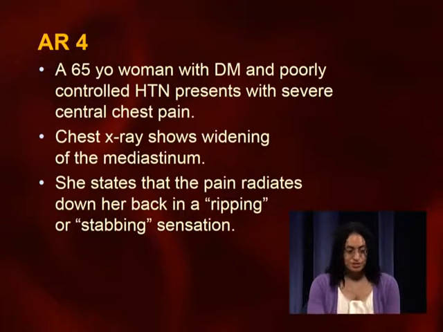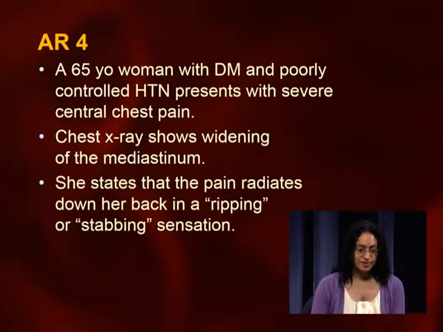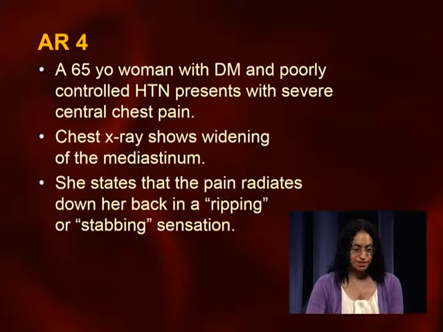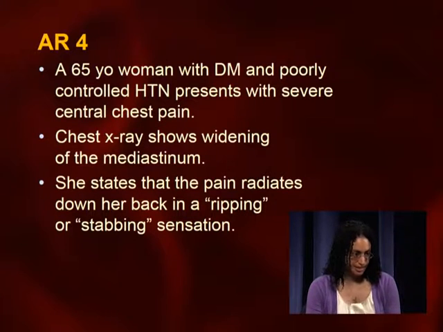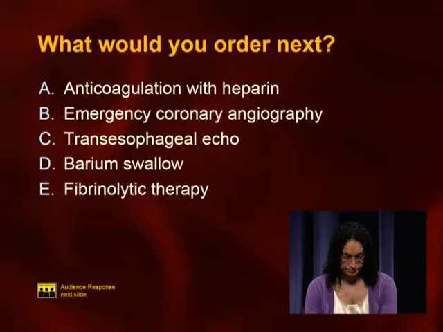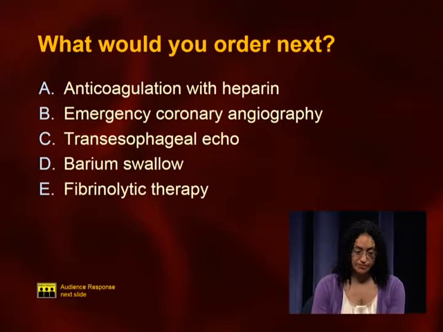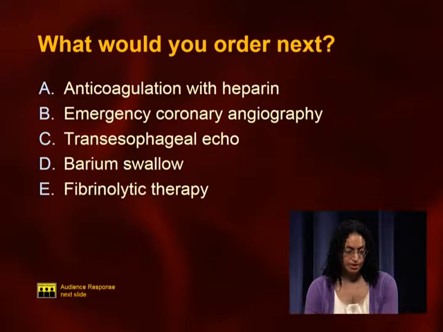So here's our next question. A 65-year-old woman with diabetes and poorly controlled hypertension presents with severe central chest pain. Chest x-ray shows widening of the mediastinum, and she tells you that the pain radiates down her back in a ripping or stabbing sensation. So what do you order next? Anticoagulation with heparin, emergency coronary angiography, transesophageal echo, barium swallow, or fibrinolytic therapy?